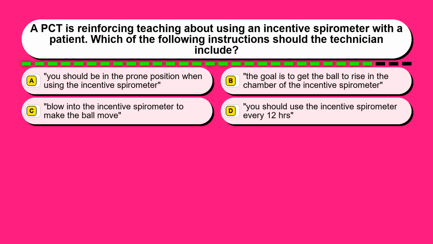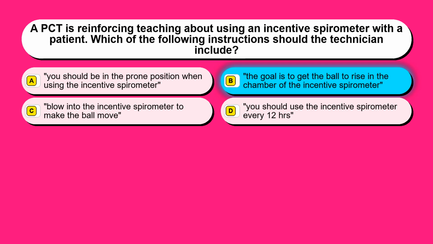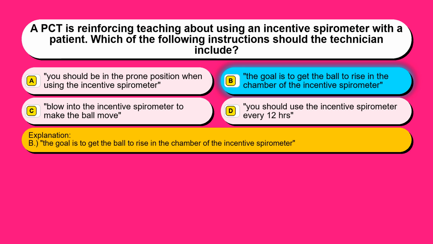Question 3. A PCT is reinforcing teaching about using an incentive spirometer with a patient. Which of the following instructions should the technician include? Option A, you should be in the prone position when using the incentive spirometer. Option B, the goal is to get the ball to rise in the chamber of the incentive spirometer. Option C, blow into the incentive spirometer to make the ball move. Option D, you should use the incentive spirometer every 12 hours. The correct answer is option B. The goal is to get the ball to rise in the chamber of the incentive spirometer.